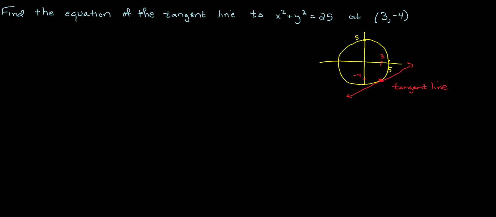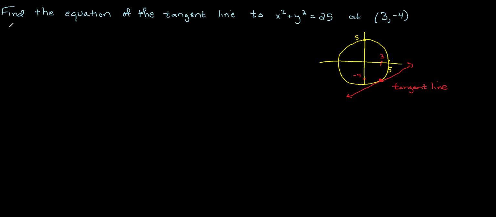Hi everyone, in this video I'd like to talk about how to find the equation of the tangent line to the circle x squared plus y squared equals 25 at the point (3, -4). And I've drawn a little picture here of our circle and the point over 3 down 4, and then the tangent line just hits the circle there at that one spot. So we're looking for the equation of that red tangent line. And there's a couple steps that we should follow here.